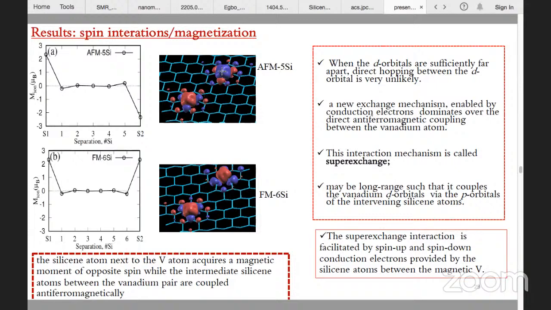Now, what you see from here is that this particular vanadium atom, this blue one, is representing a particular magnetic orientation, say spin up, for instance. The atom next to it acquires a spin rotation that is directly opposite that. And if you trace the intervening atoms up to the second vanadium atom, you see this kind of spin up and spin down orientation of the silicon atoms in between them.